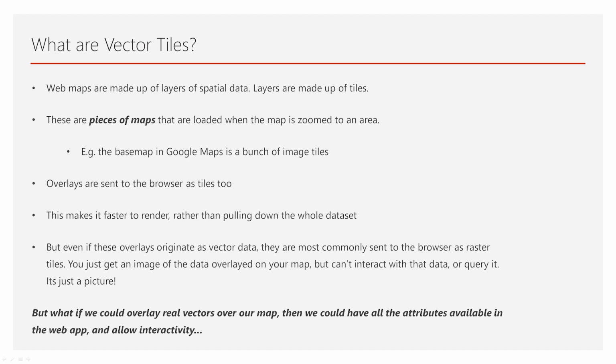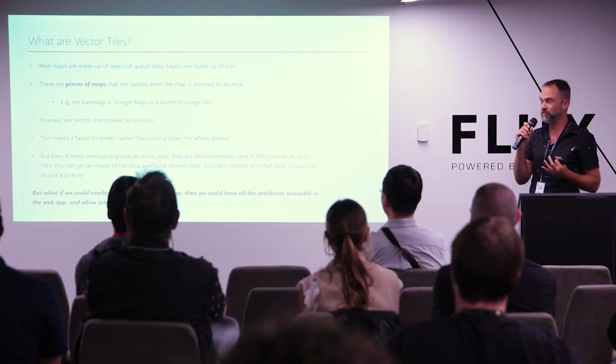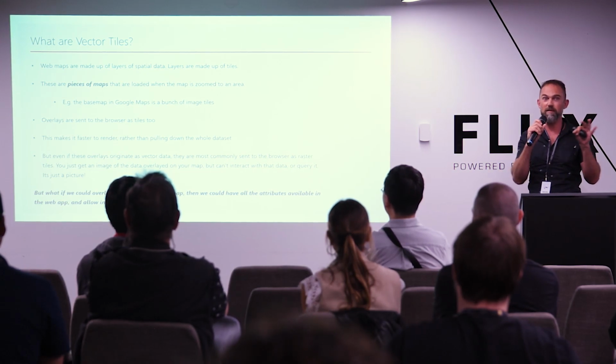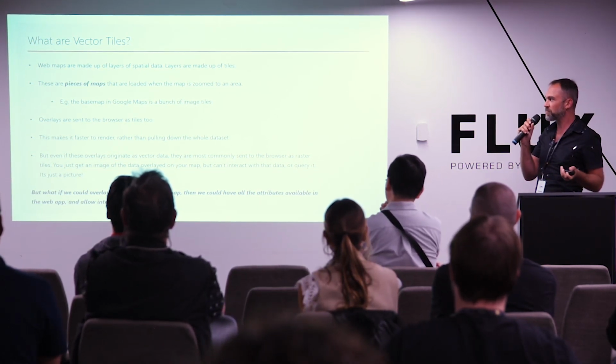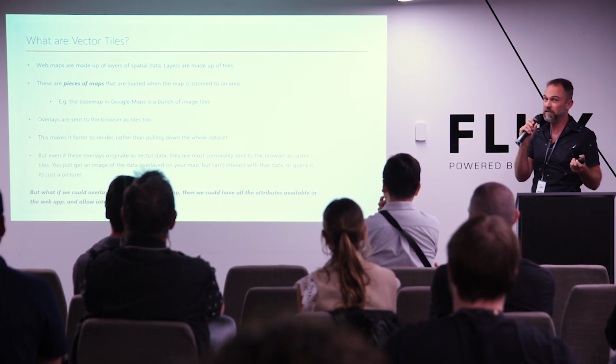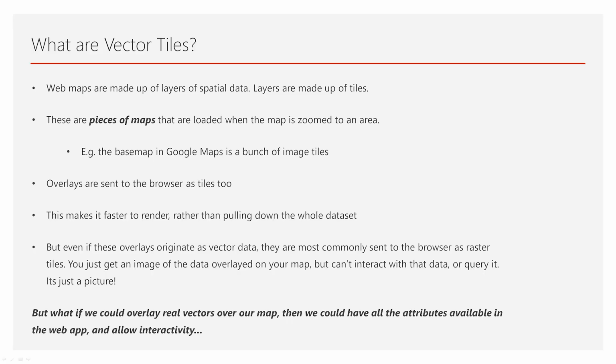Basically, web maps made up of spatial data, right? Which are basically made up of tiles. So tiles are pieces of maps that are loaded when the map is zoomed to an area. And that saves you from loading an entire data set every time the user goes to a certain area. Just a bit of background. For example, the base map in Google Maps is a bunch of image tiles. Overlays are sent to the browser as tiles too. This makes them faster to render rather than pulling down the whole data set, like I said.